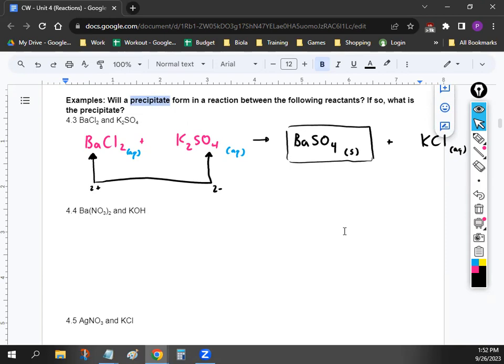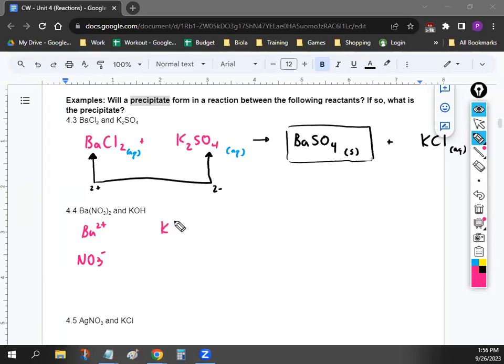All right, you guys think you could try one on your own? See if you can try 4.4 and see if reacting these two solutions will form a precipitate or not. For this one, I'm gonna show you guys how to solve it in a little different format. Barium nitrate is going to break apart into Ba2+ and NO3-. We've looked at these before. And KOH is gonna break up into K+ and OH-.